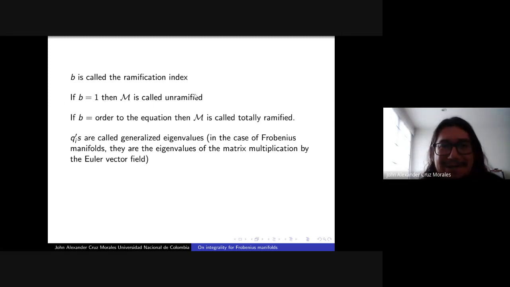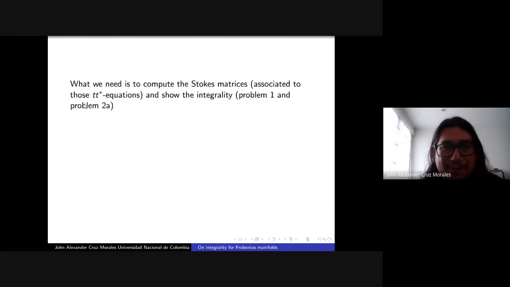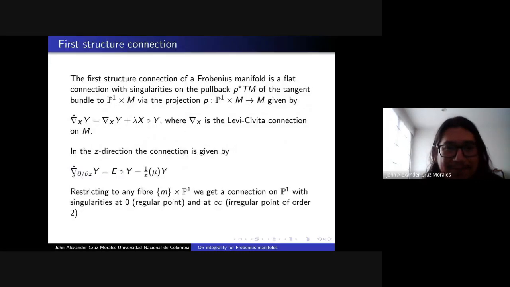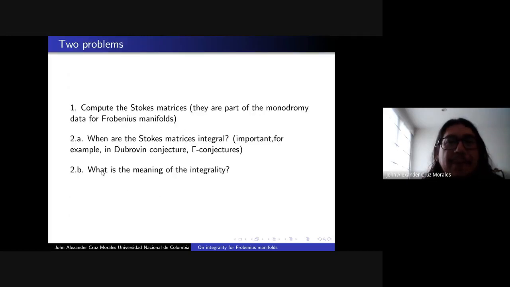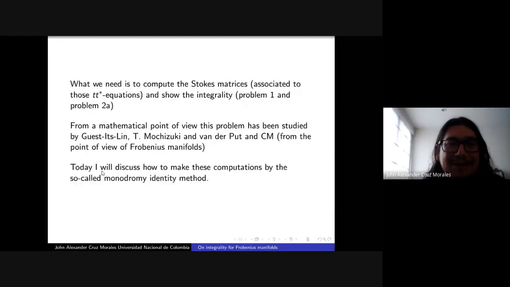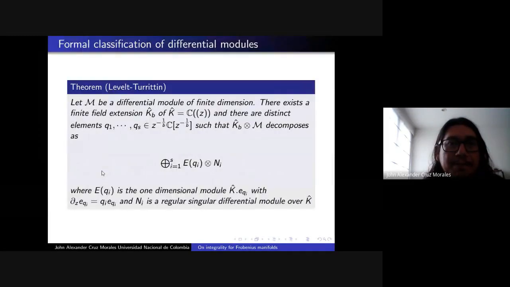Why are we interested in this? Because the equation I defined here for the Dubrovin, for the Frobenius manifold, is always unramified. This is an unramified equation. That's the point. So you don't need to take any extension for the Levelt-Turrittin theorem. That's why, and then I will say why the totally ramified case enters the game.